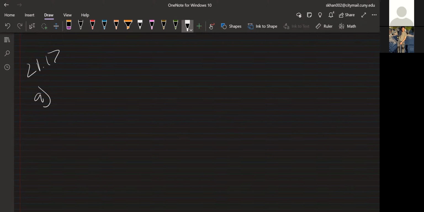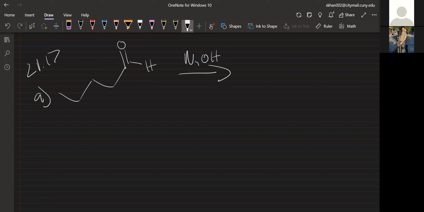Okay, so here we have: draw the condensation product obtained when each of the following compounds is heated in the presence of aqueous sodium hydroxide. Let's draw the first one, which has a lot of carbons: 1, 2, 3, 4, 5, and 1, 2, 3, 4, 5. It's our carbonyl, our aldehyde, and it says NaOH, H2O, and we have heat.